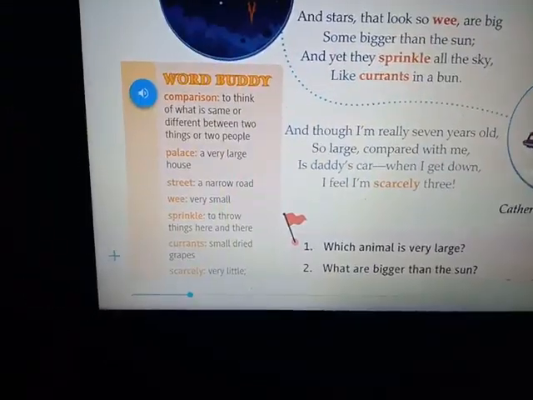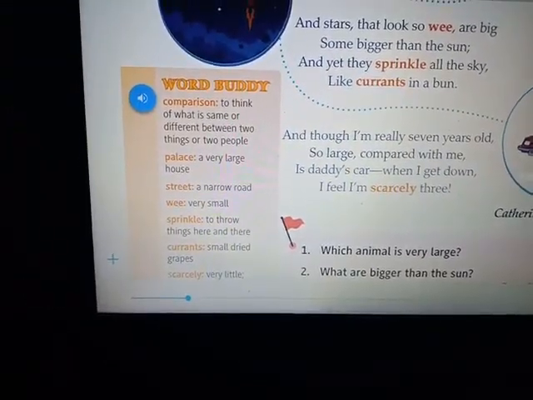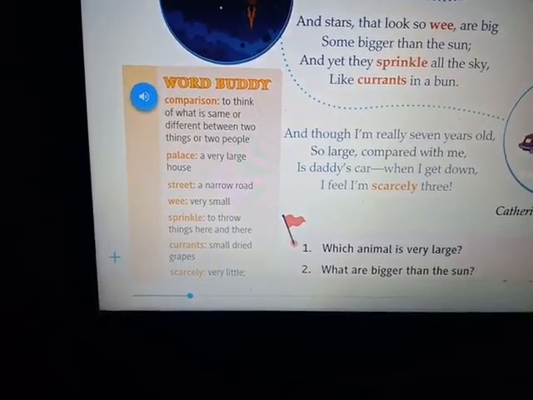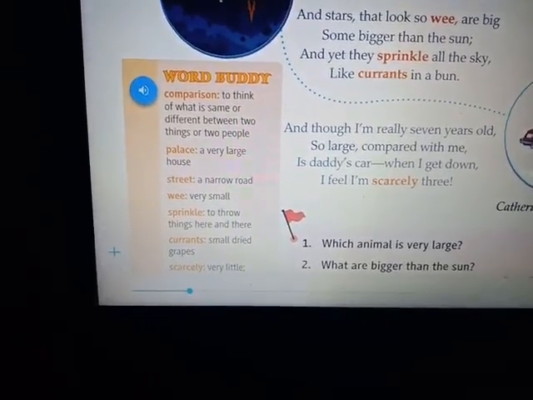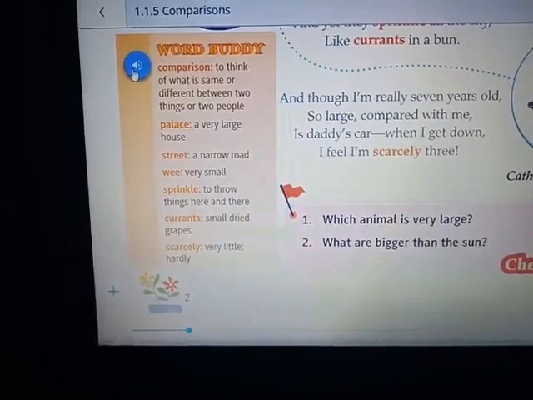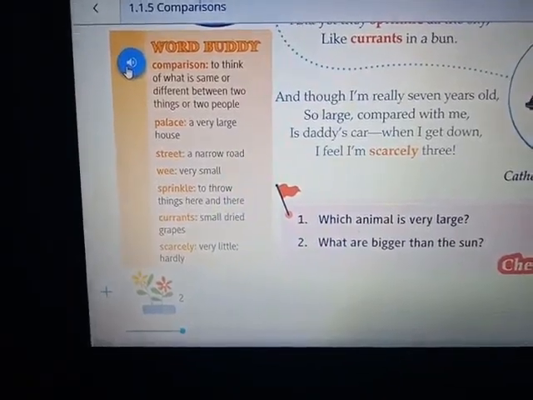So kids, now we have read the poem. Now I would like to show you word body of this poem. So kids, let's see the word body of the poem.